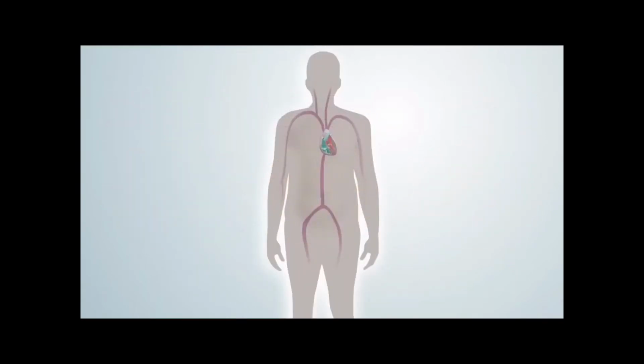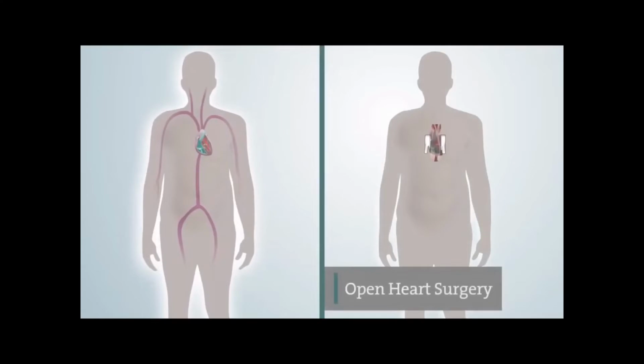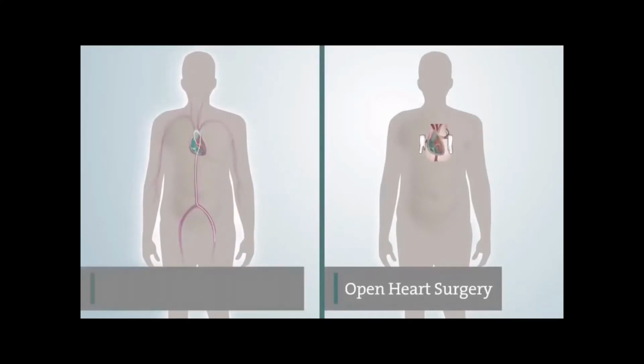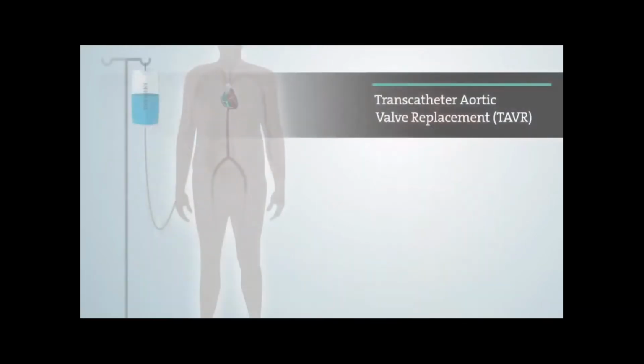The only effective treatment for severe aortic stenosis is to have your aortic valve replaced. Today, there are 2 options for replacement: open heart surgery or less invasive transcatheter aortic valve replacement, also known as TAVR.